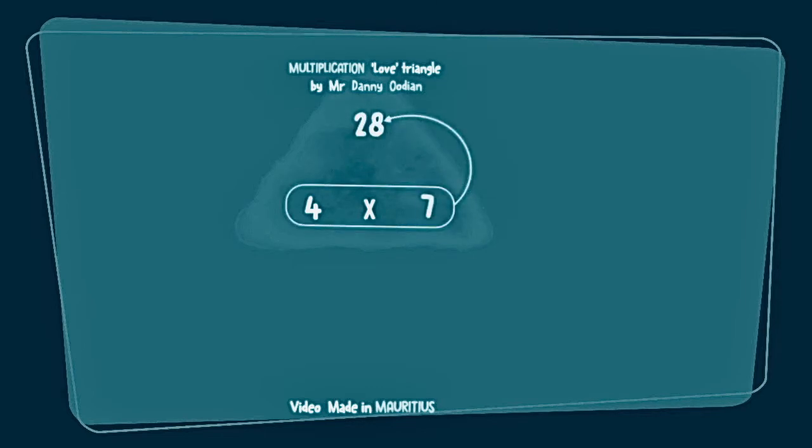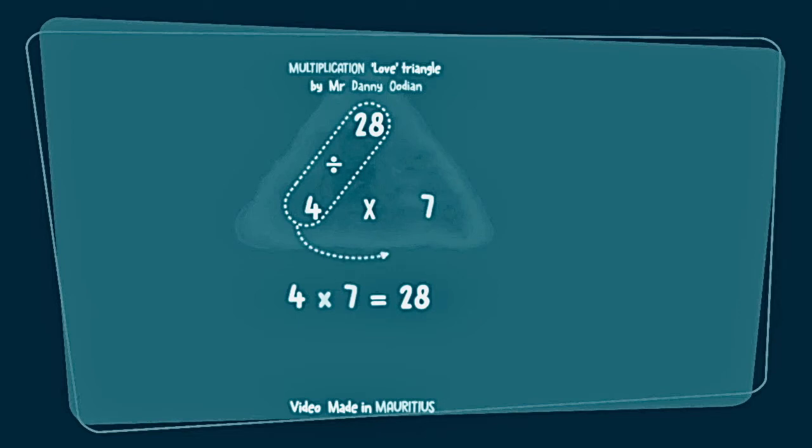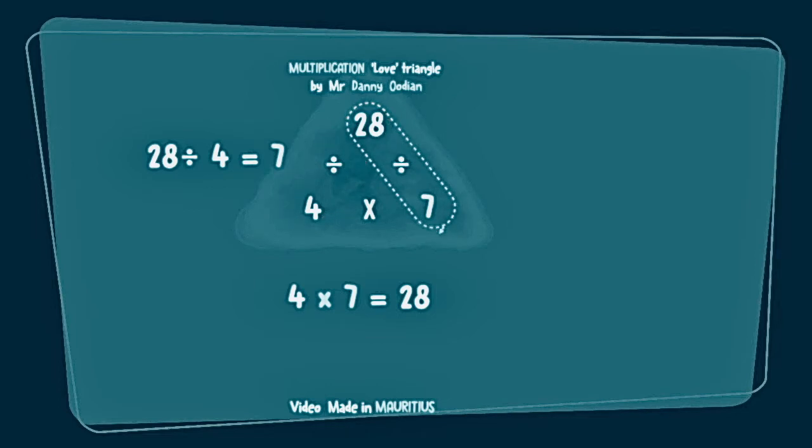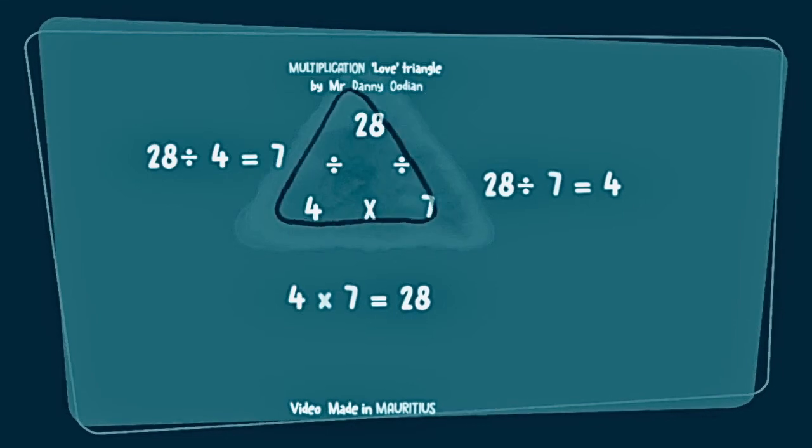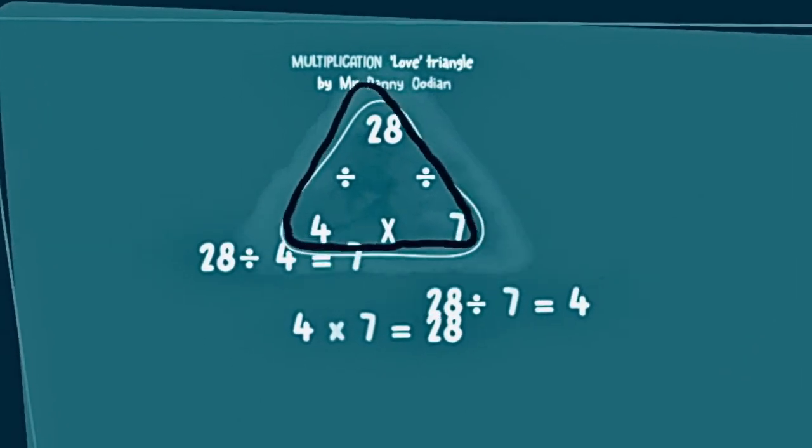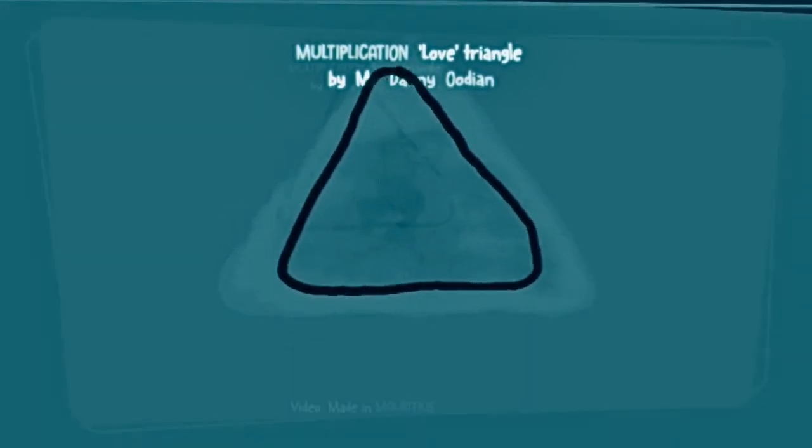4 times 7, 28. But 28 divided by 4 is equal to 7. Similarly, 28 divided by 7 is equal to 4. So 28, 4, and 7 make a multiplication triangle.